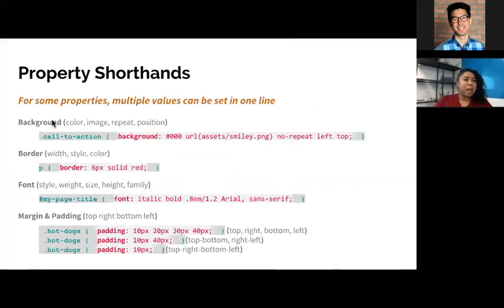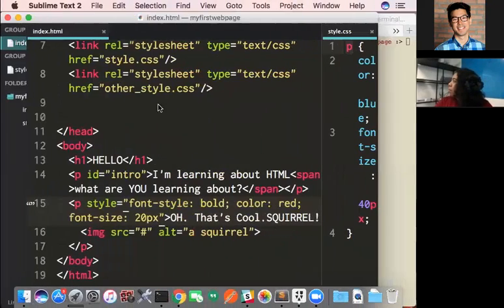I mentioned background has a few extra things that you can write. So if I wanted to write this example here, call to action has background. Does anybody know what this hashtag 000 is? It's a hex code. Yeah. Okay, so if I wanted to do background color, image, repeat, and position, right?